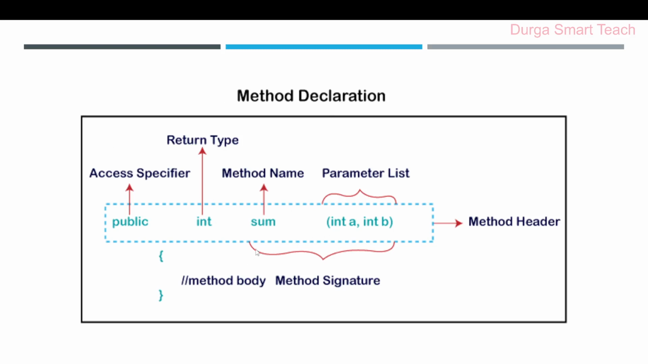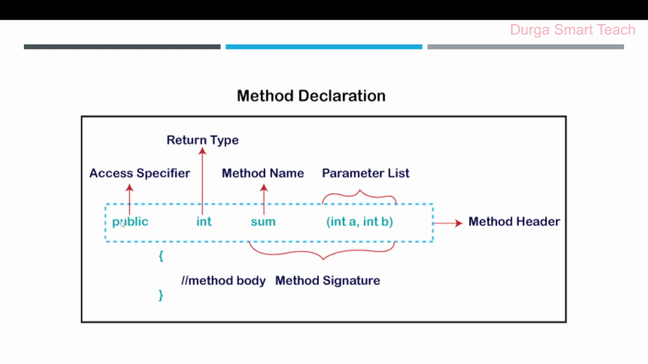So these are the six components. In this, the most important role is the method signature. Method name and parameter list are known as the method signature. The whole part is known as the method header. So let's discuss one by one. The first one is access specifier. It is used to specify the access.